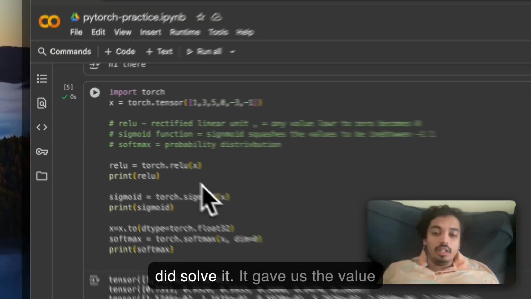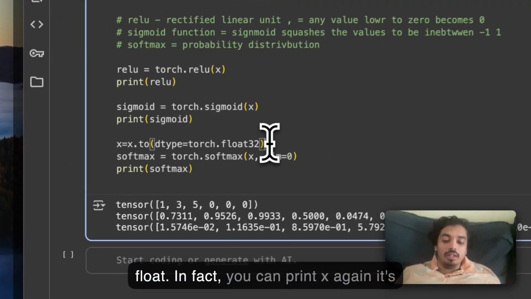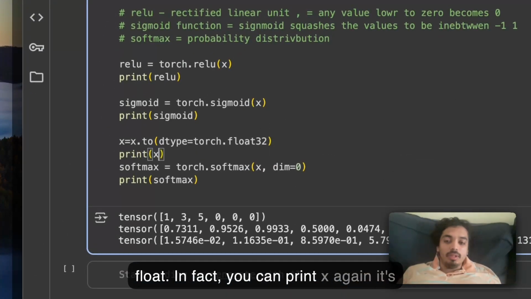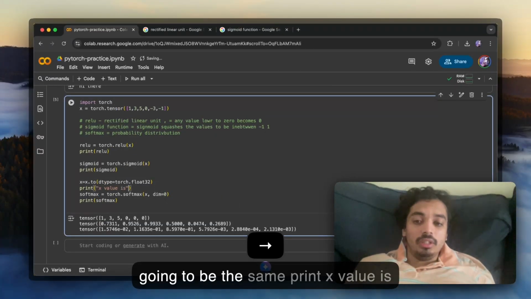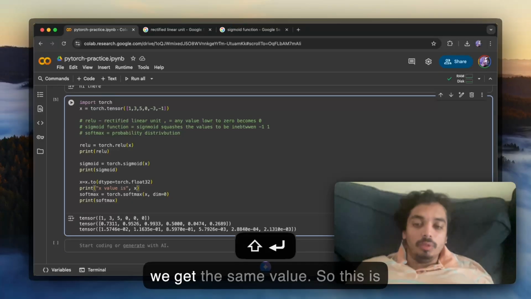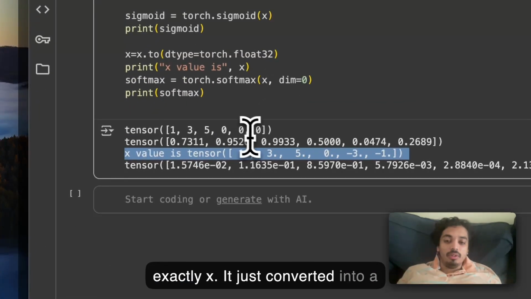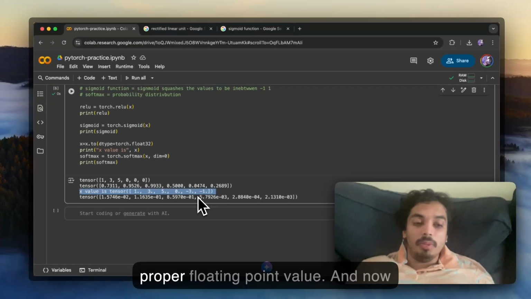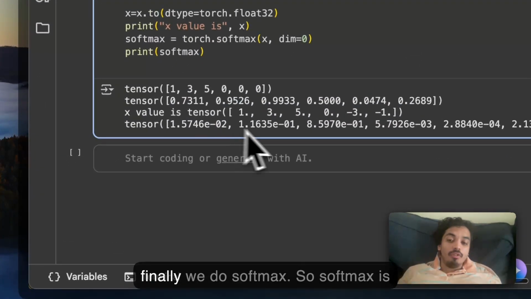Yeah, it did solve it. It gave us the value. That's because we just converted the type to float. In fact, you can print x again. It's going to be the same. You will get the same value. So this is exactly x. It just converted into a proper floating point value. And now finally we do softmax.